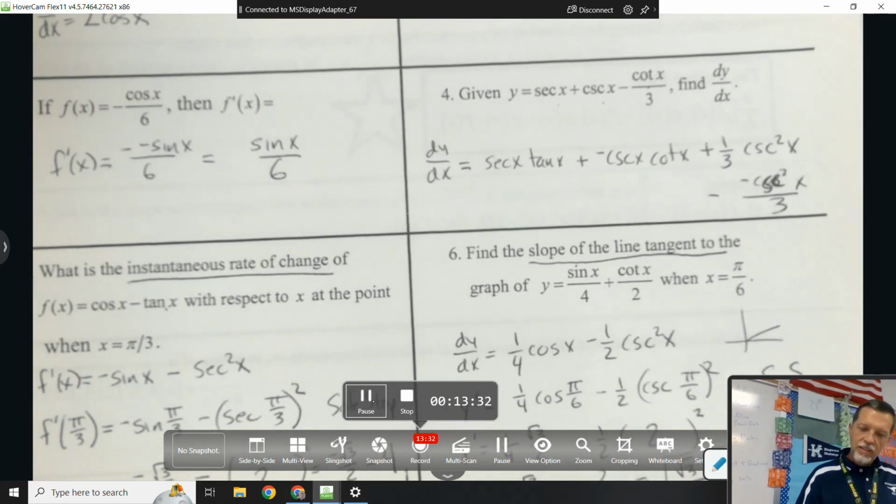Today's assignment is whatever worksheet is next, which I think would be worksheet 4.